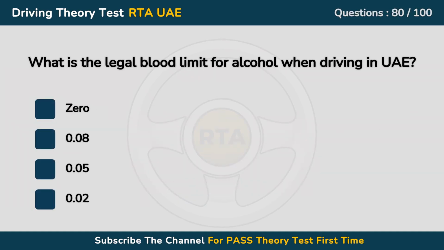Question 80. What is the legal blood alcohol limit when driving in the UAE? A. 0, B. 0.8, C. 0.5, D. 0.2.